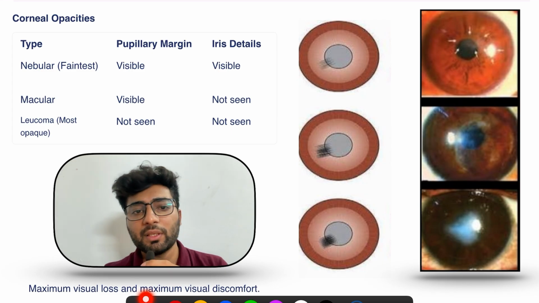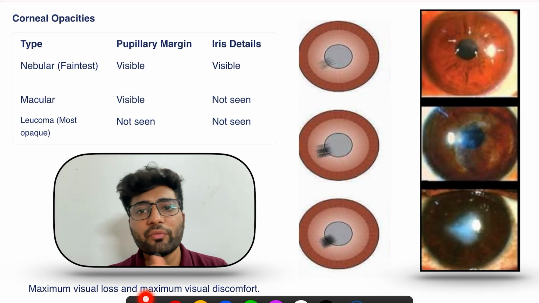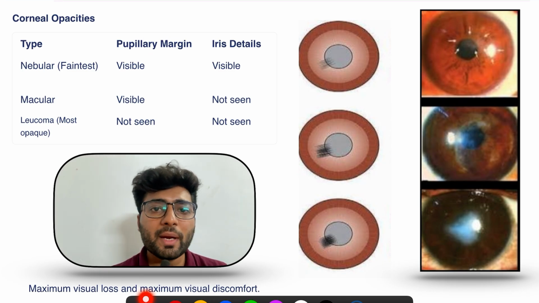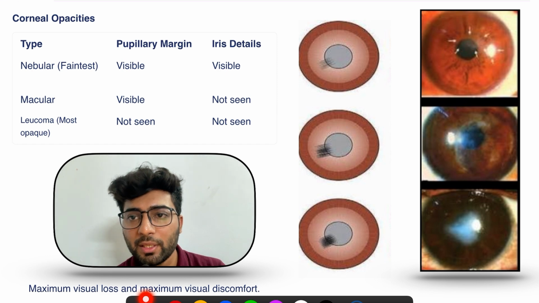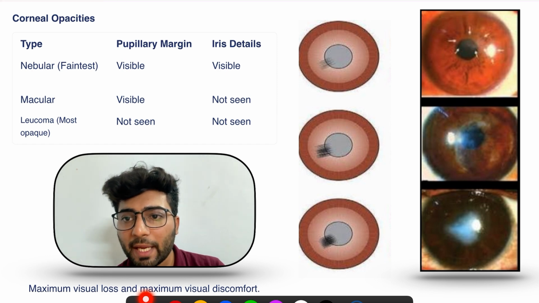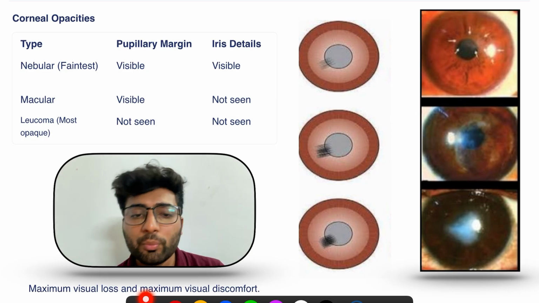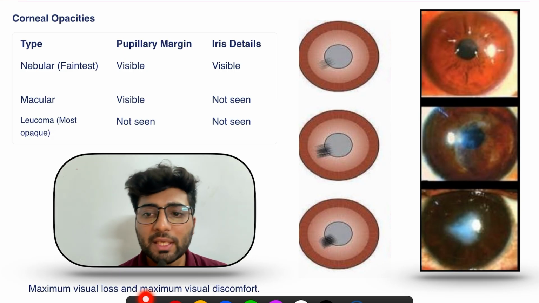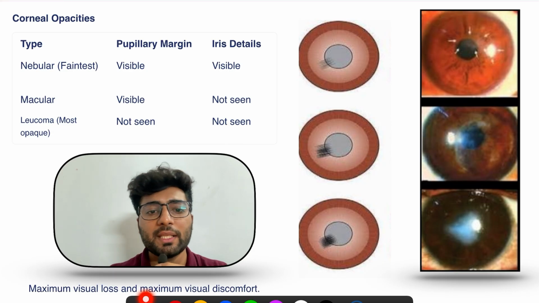Let's learn something in depth about this. See, here in nebula it is faint, so we can see both the pupillary margin and the iris through it. Here I can see this pupillary margin and also these small iris details. But in macula I can clearly see this blackish pupillary margin, but I cannot see any iris details. And in leucoma you can clearly see I cannot even see this pupillary margin. So this is how the severity is graded.